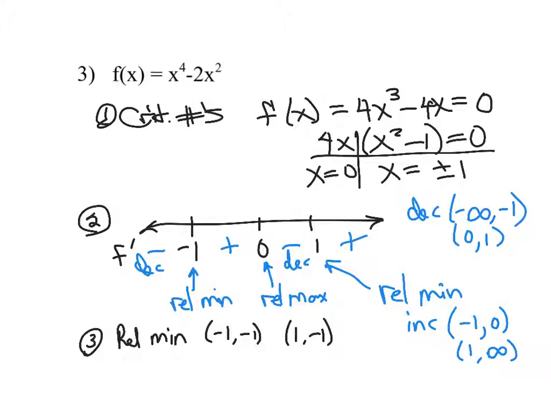So I have 2 relative minimum points. My relative maximum point is occurring where x is 0. Plug that into my original, and I see the y value is 0. So I have 1 relative maximum point at 0, 0.